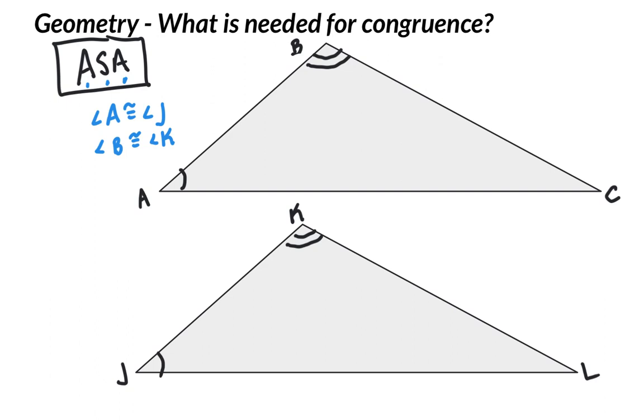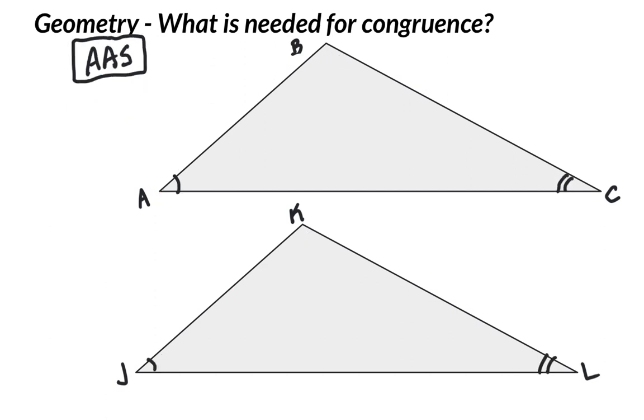So what we would be talking about here are those two sides. So what we would need to do to prove congruence is that side AB needs to be congruent to side JK. And if we knew that, then we would be able to prove by angle, side, angle that these triangles are congruent. Let's do another.